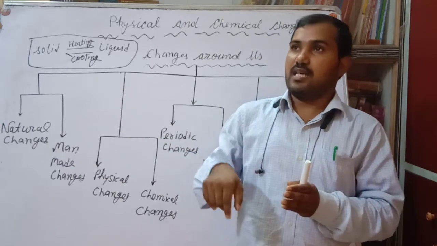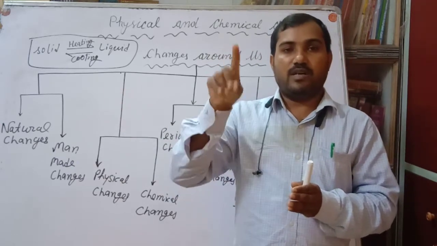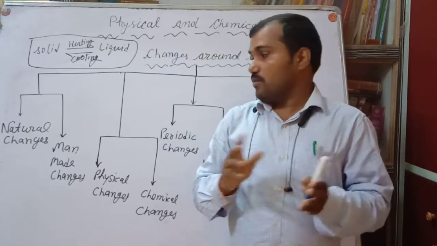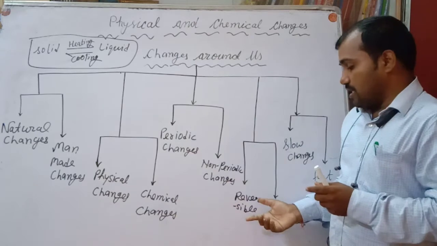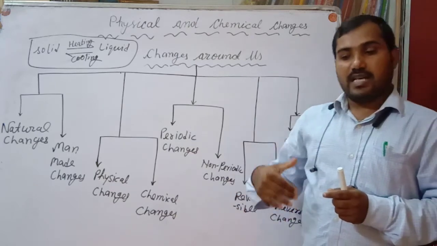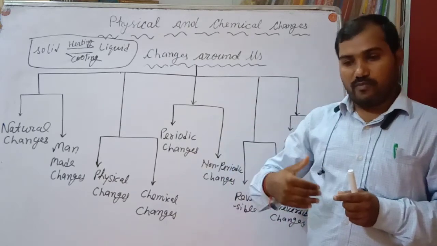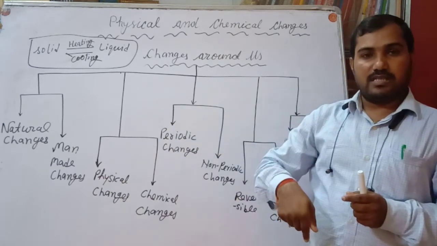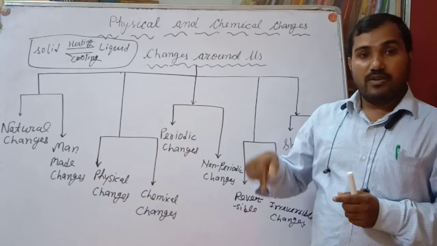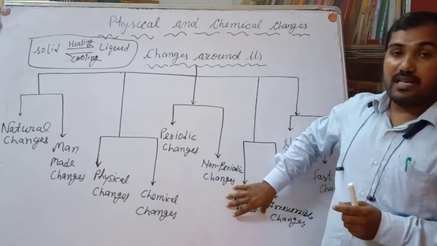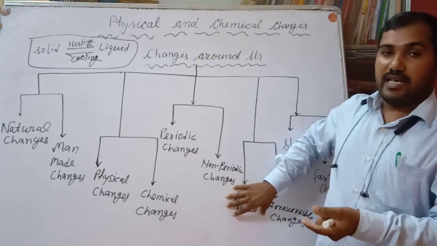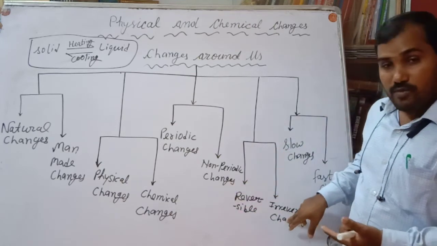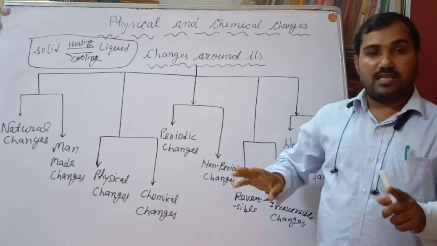Suppose you have a stair: up, down, up, down. You are going in the forward direction, then the backward direction. So the reversible changes are the changes in which matter can change from one state to another, and again it can come back to the previous state, which means it can run in both directions, forward as well as backward. That is the reversible changes. Irreversible changes means it will not come back.